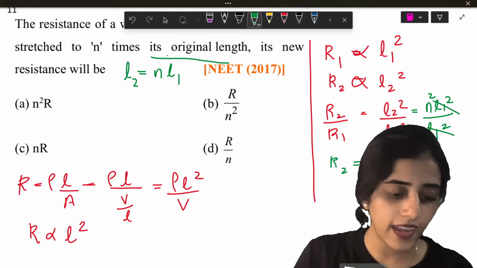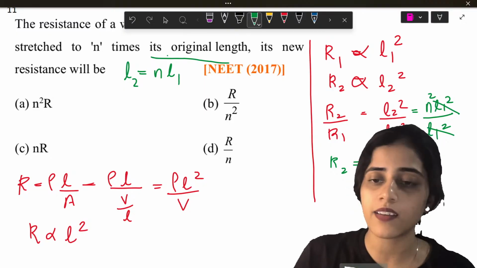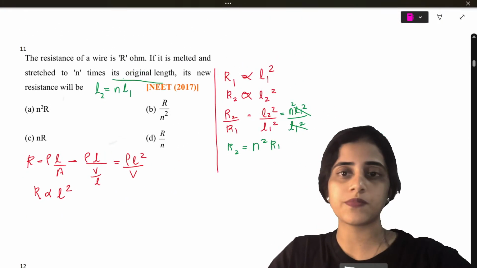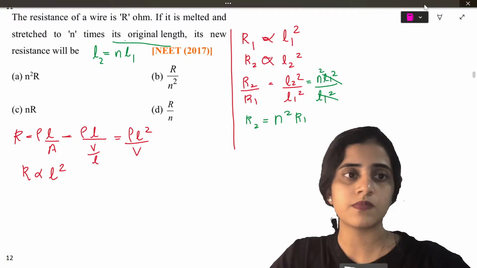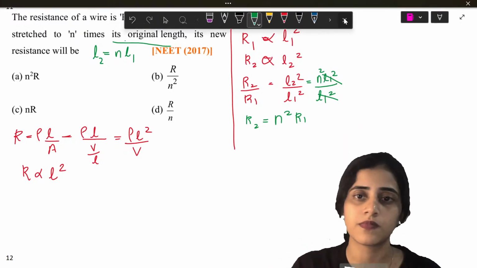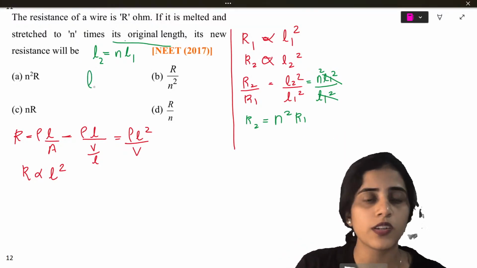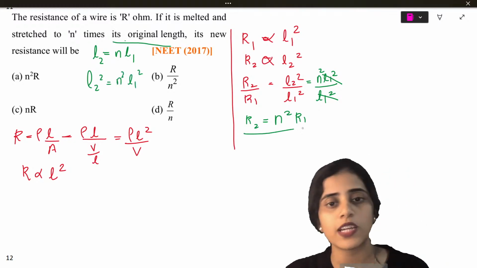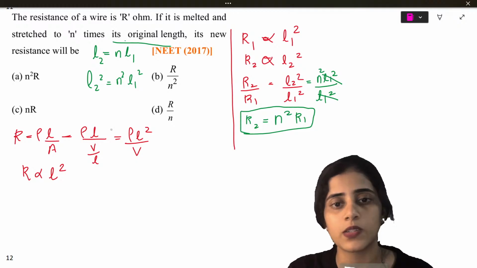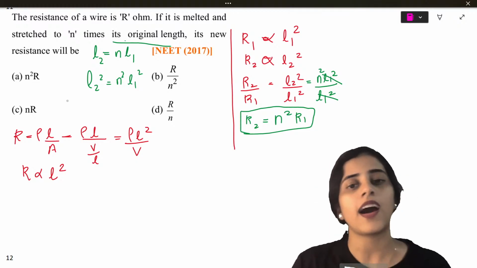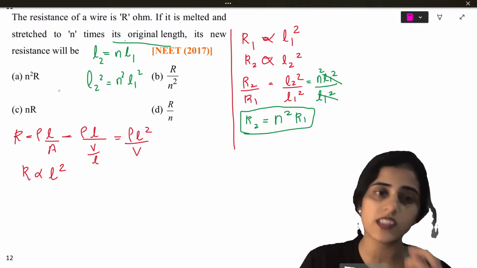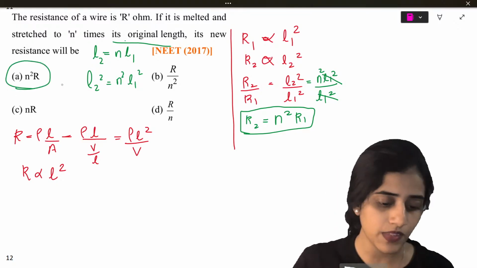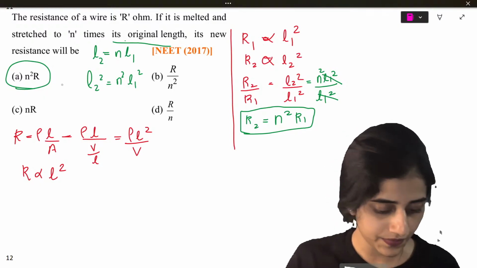So R2 is equal to n square R1. L2 square is equal to n square L1 square. I substitute, and I get R2 is equal to n square R1. R1 is basically the initial resistance, but in the question it is given that the initial resistance is R. So the answer will be option A.